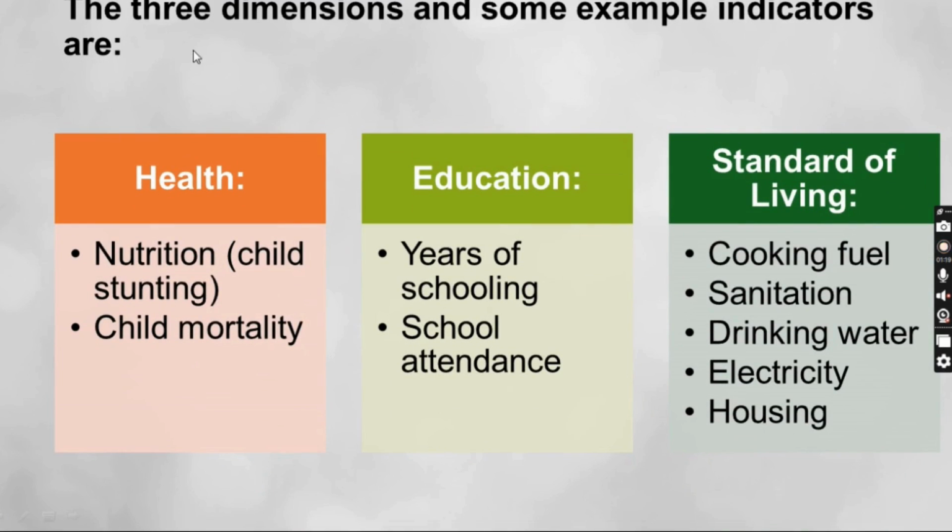So there is a mention of the three dimensions and some example indicators: health, education and standard of living. In health, we focus on nutrition, child stunting, child mortality, and in education we focus on years of schooling, school attendance. In standard of living, we focus on cooking fuel, sanitation, drinking water, electricity, and housing.